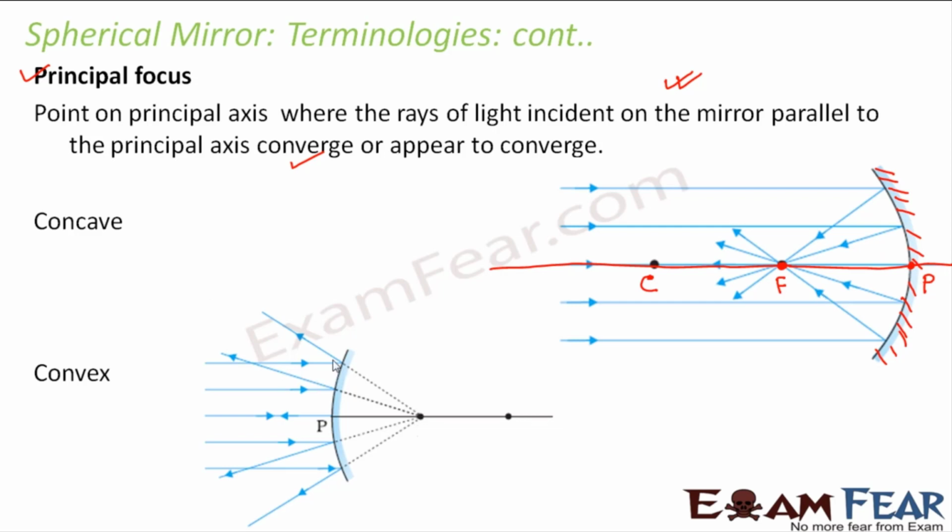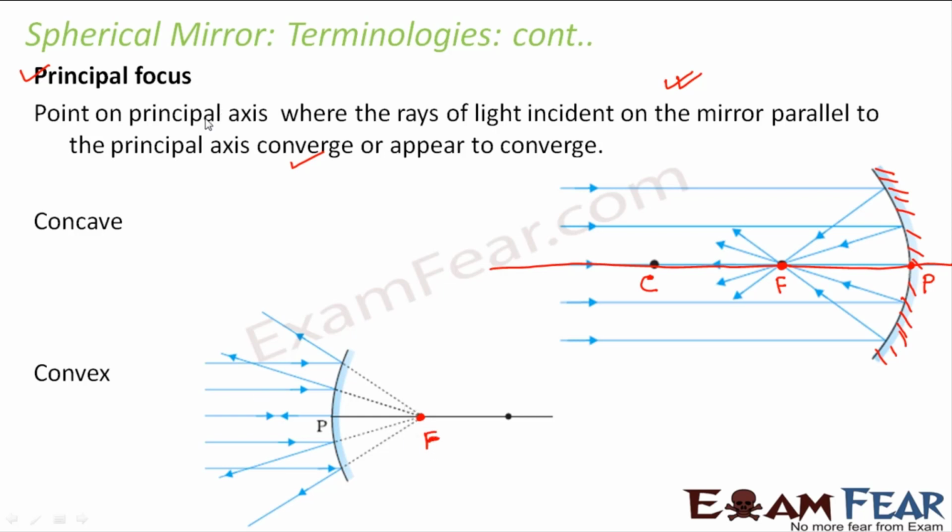But in this case, these are my reflected rays, right? So these reflected rays, if you see, they are going away from each other. So it doesn't look like these rays will ever meet. But if you extrapolate them towards the back, you see that they are not actually converging, because they are moving away from each other, but they appear to converge at this point. So for convex mirror, we define this point as the principal focus.